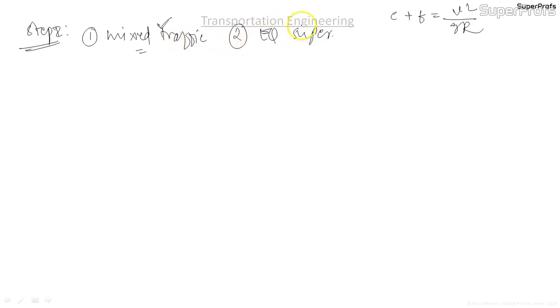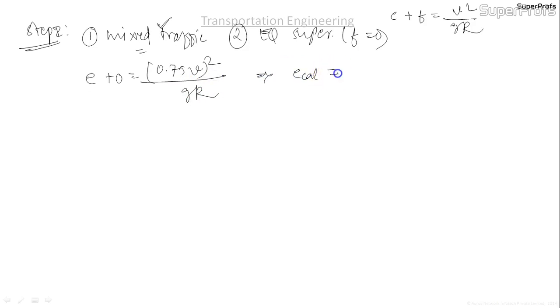So our formula modifies to, for equilibrium super elevation, F equal to 0, and so e plus 0 equals 0.75 times V square upon gR. This is where the formula gets modified, and from here e is calculated. Whatever value we get, check if it is less than the e max allowed.